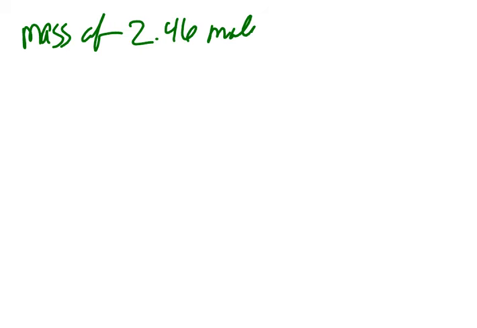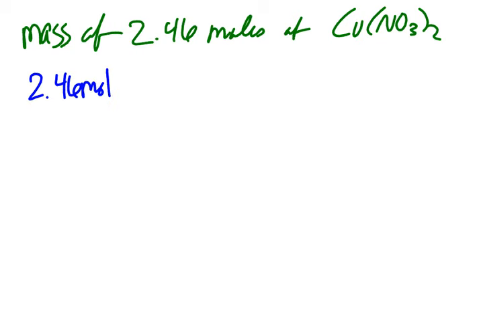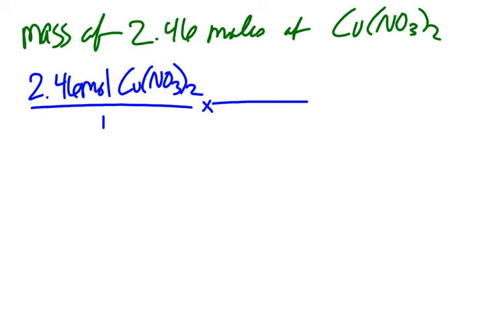I want to know, what is the mass of 2.46 moles of copper 2 nitrate? So I start with what I'm given, which is 2.46 moles copper 2 nitrate. Yes, I want you to write all these things out, over 1. Get in the habit, folks, trust me.